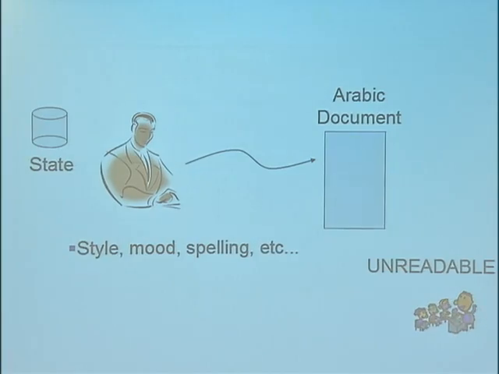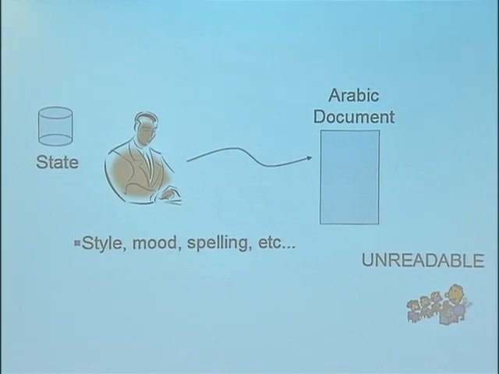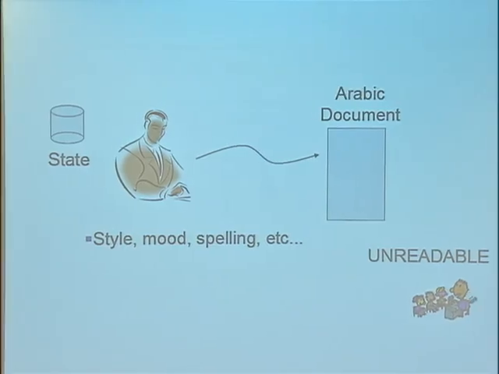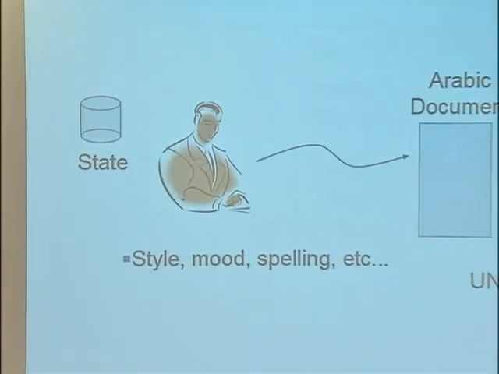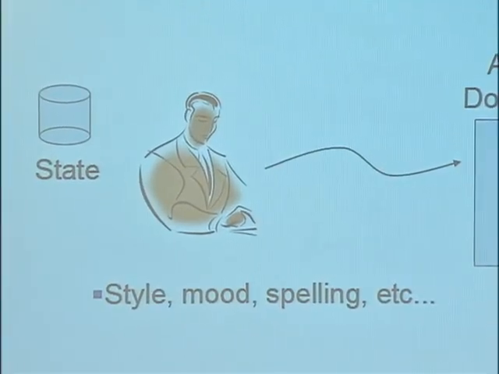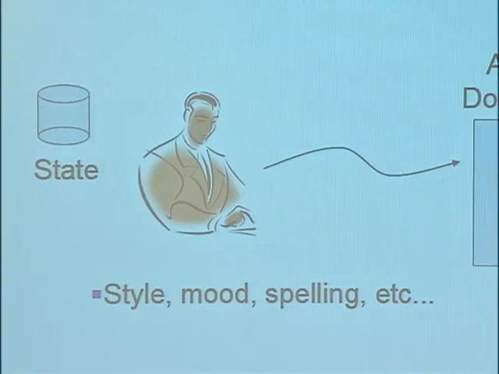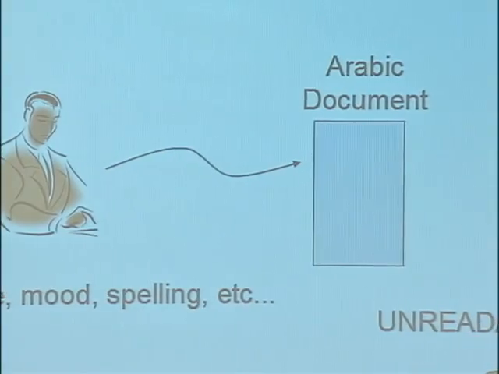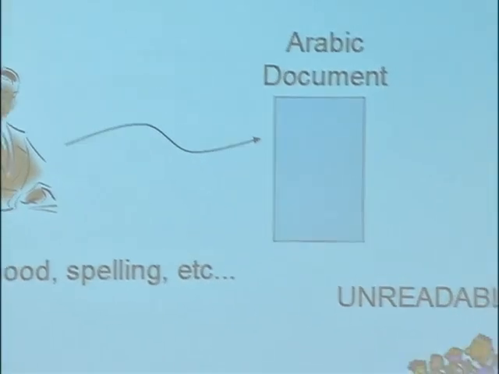Okay, so when I started in this field, I had lots of complaints. And so here's complaint number 1. If you think about translation, you have some writer, and he's grown up with some style, some mood, some spelling, and he eventually reaches this point in time when he has some state in his brain, and he renders his thoughts into Arabic. But for the rest of us, this Arabic document's completely unreadable, right?